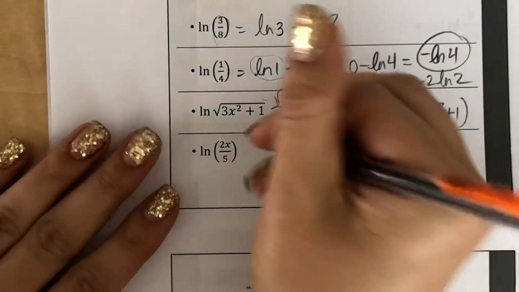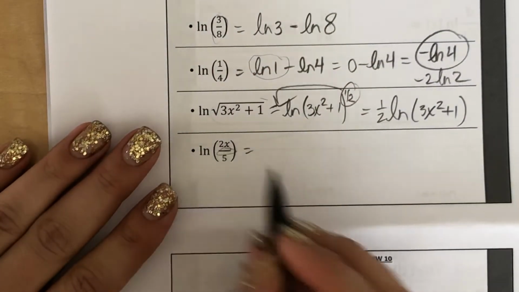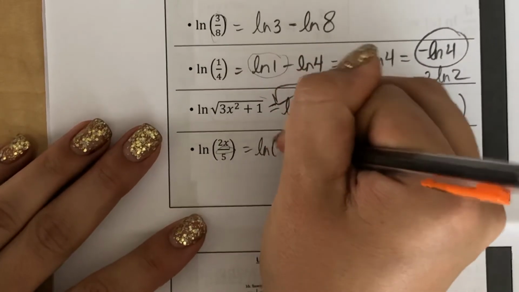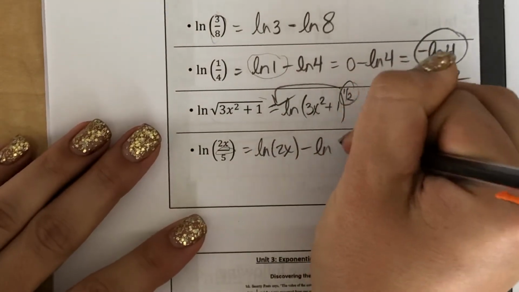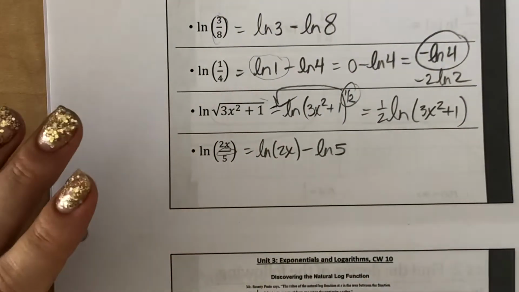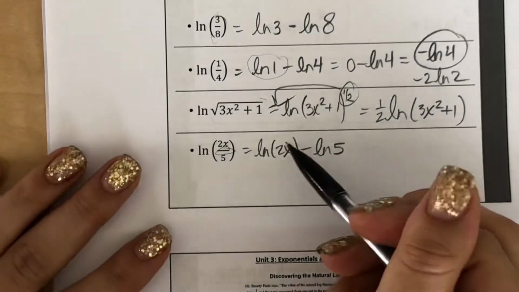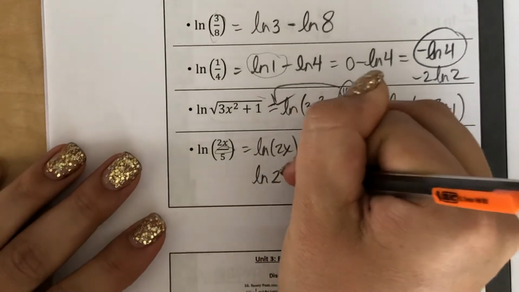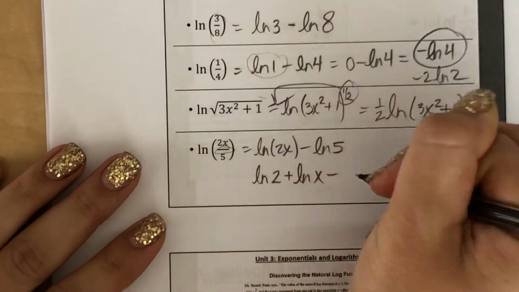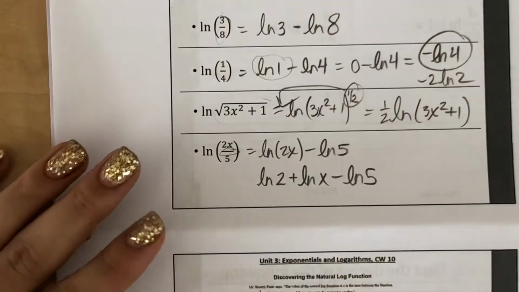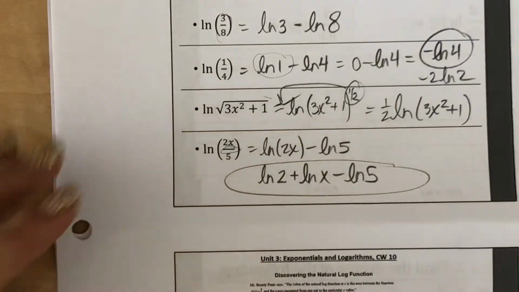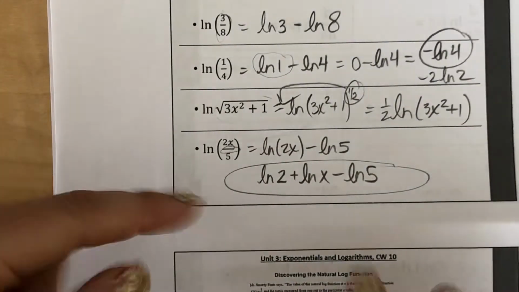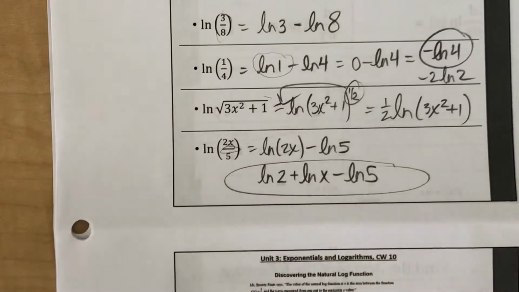Okay, we're back. So I see the quotient first, so I do ln of 2x minus ln of 5, like that. And then I'm going to break this log of a product into the sum of 2 logs. So this becomes ln of 2 plus ln of x minus ln of 5. Neither of these is more simplified, quote unquote, they're just equivalent.